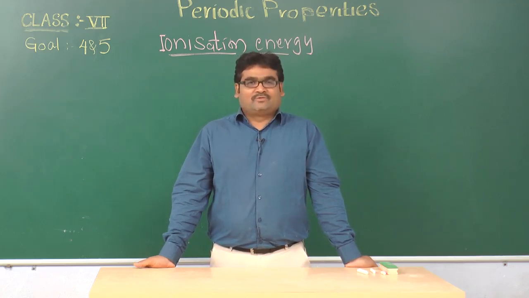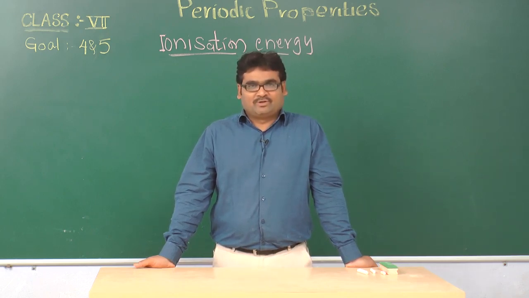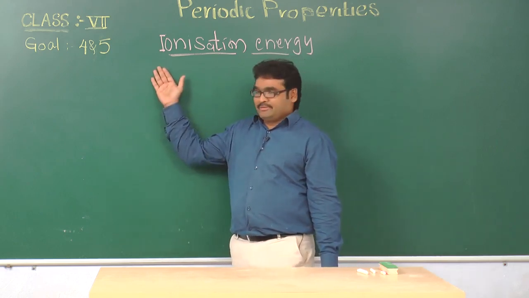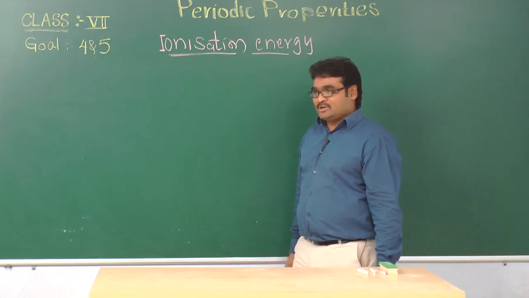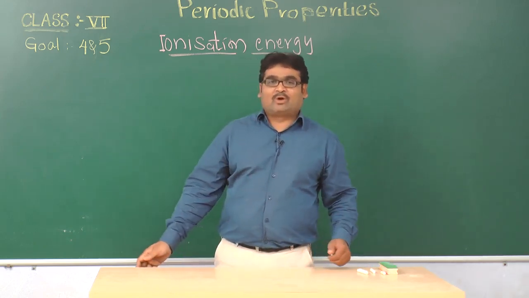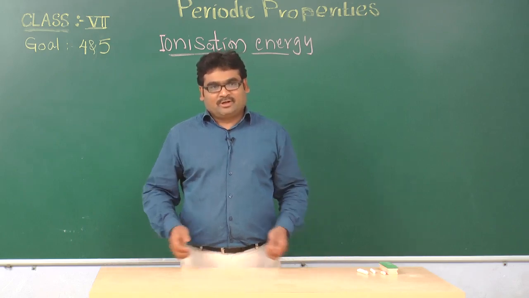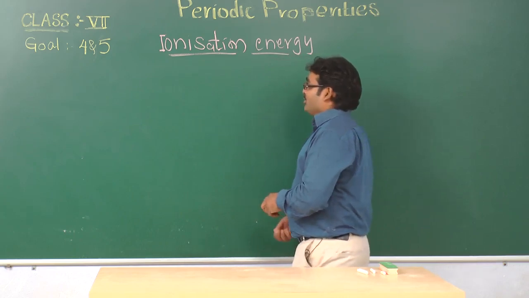In the last class we have learned about the atomic radii and its periodicity. Now in goal 4 and 5, which is entitled the ionization energy, the second periodic property, let us define and see what this ionization energy is all about.